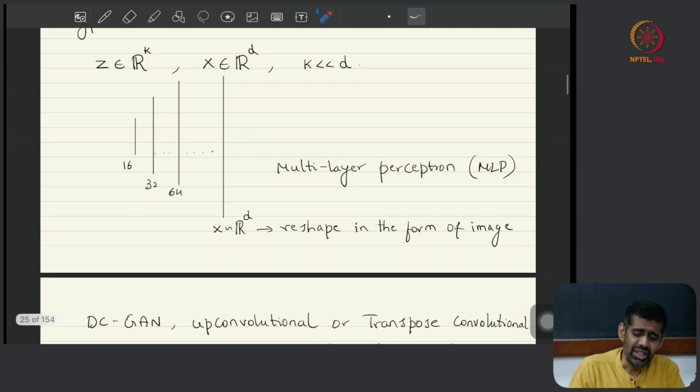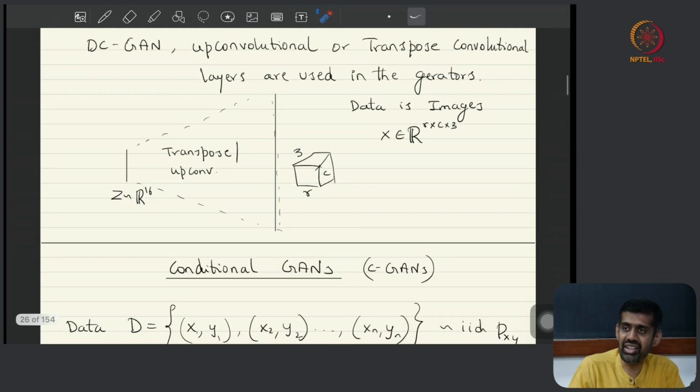In fact, there is no need why one should do that. You can use a multi-layer perceptron and ensure that the dimensionality of the final layer matches the number of dimensions in the actual data, and reshape your data in such a way that it starts looking like an image. That can also be done, but people have found out empirically that having a transpose convolution or an up convolution layer in the architecture itself will lead to better empirical results. That is it, theoretically nothing changes.